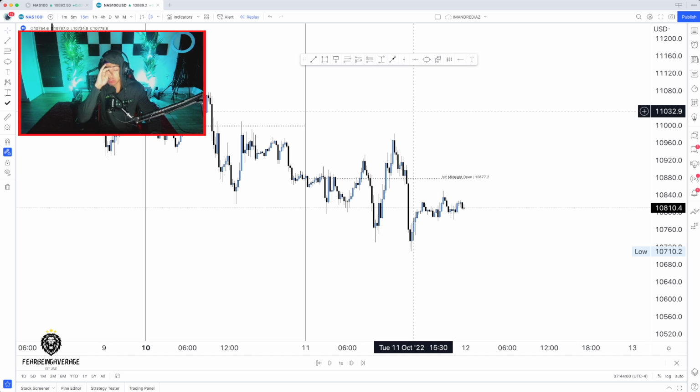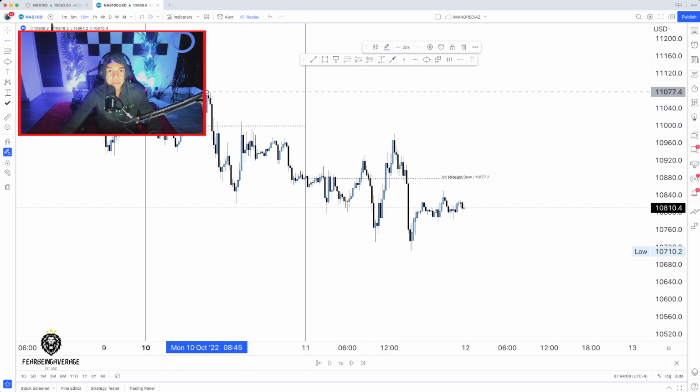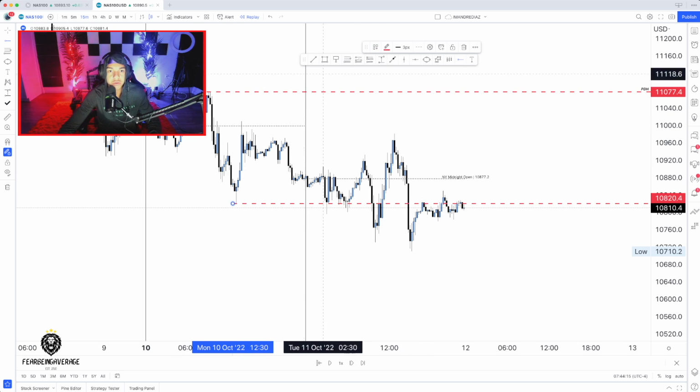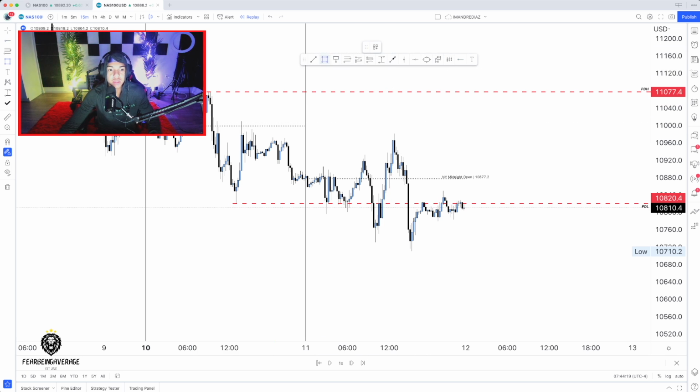So what we're going to do is we're basically just going to mark the previous day's high and previous day's low from the previous day, which is going to be Monday, October 10th, which was Christopher Columbus Day. And you could tell just from how the range was. So we had the previous day's high, and we got the previous day's low. As you can see, it was a bearish day considering the fact that we did run the previous day's low and the previous day's high is still intact.